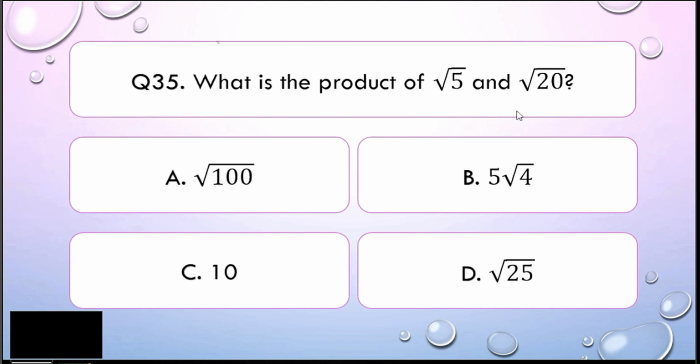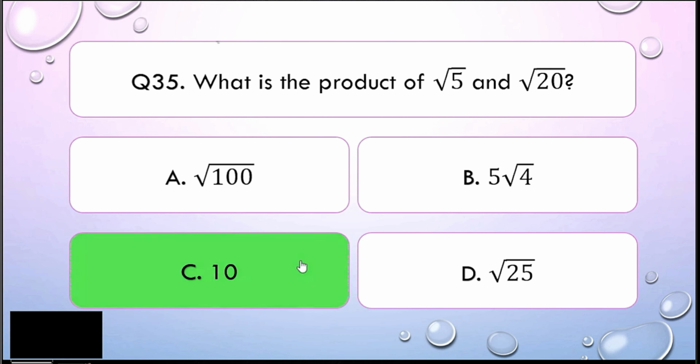So square root of 5 times square root of 20. And what is the result when you multiply 20 and 5? Very good. That is square root of 100. But this is not yet finished. Why? Because square root of 100 is a perfect square, and that can be simplified into what? Very good. That is, the final answer is 10.